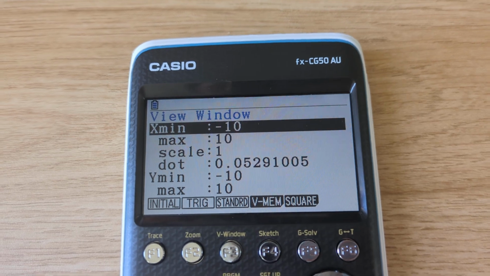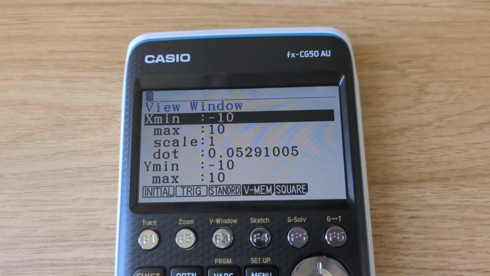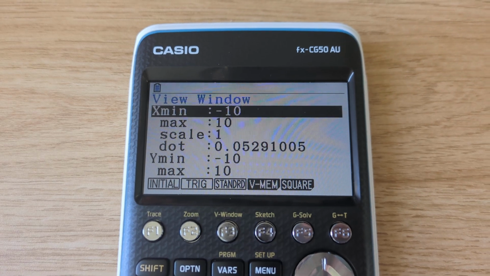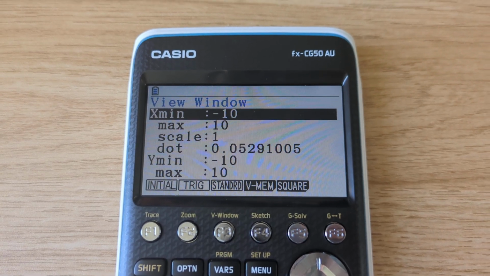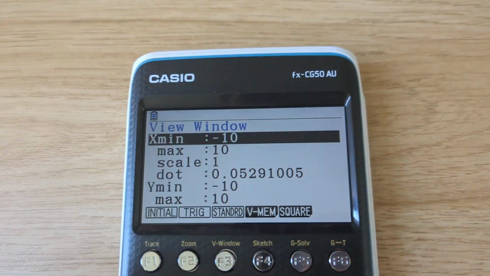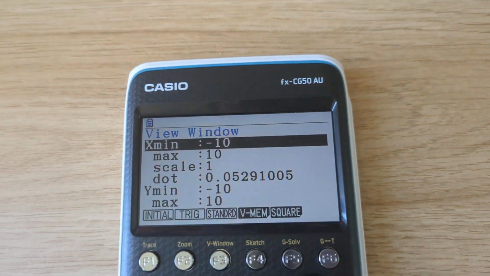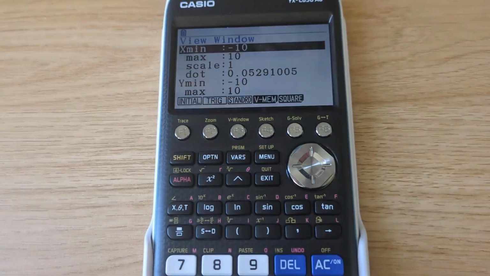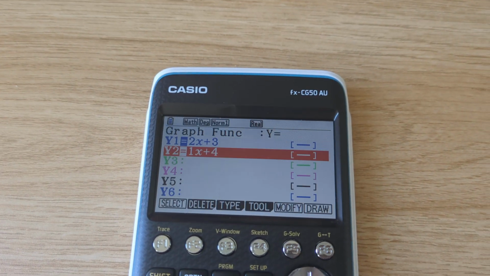So what this is saying is the lowest x that's going to be displayed is 10 and the lowest y value that's going to be displayed is 10. Now this is a rectangular screen. If this was a square screen, the little squares within the screen would stay the same. But because this is rectangular, the proportions have to kind of play up a bit.